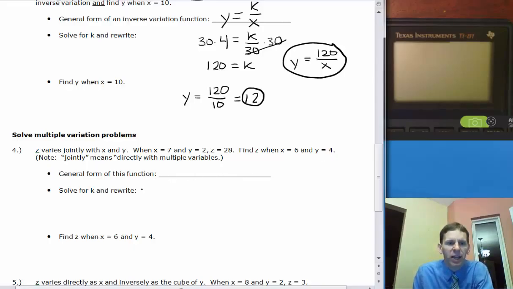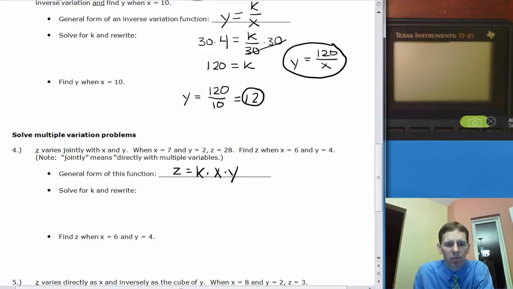So for all the problems we're looking at today, we're always going to start with a general form. We're going to solve for k, and we're going to substitute some values in to figure out what our missing variable is. The general form for this function, if it says z varies jointly, that means varies directly, so it's going to be a k times problem, but it's going to be k times x times y. So we're not going to do k times x times k times y. It's always going to be a single k value that we're going to be working with.